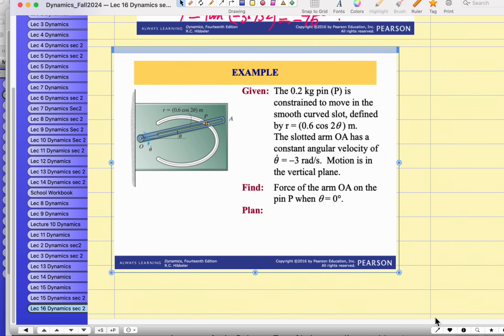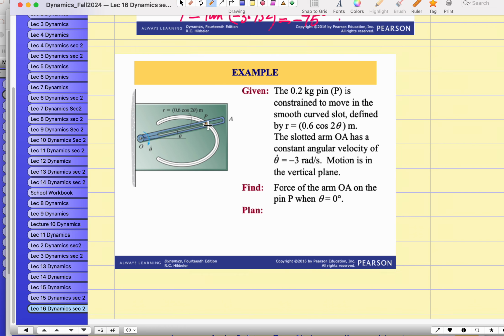The 0.2 kilogram pin P is inside this groove. It is constrained to move in the smooth curved slot. This is the slot, defined by r. The expression for r is given, and the slotted arm OA has a constant angular velocity.